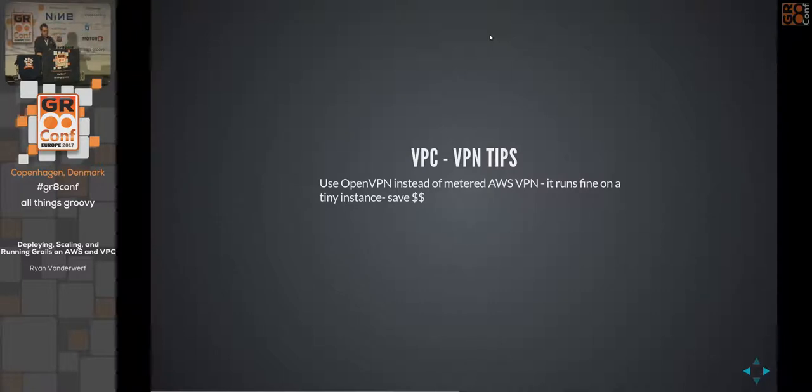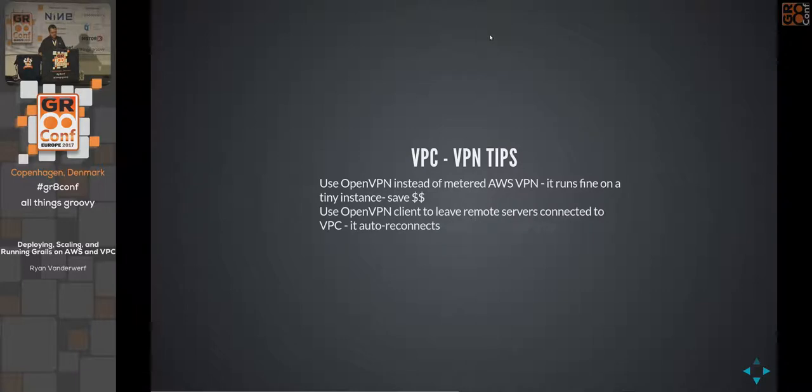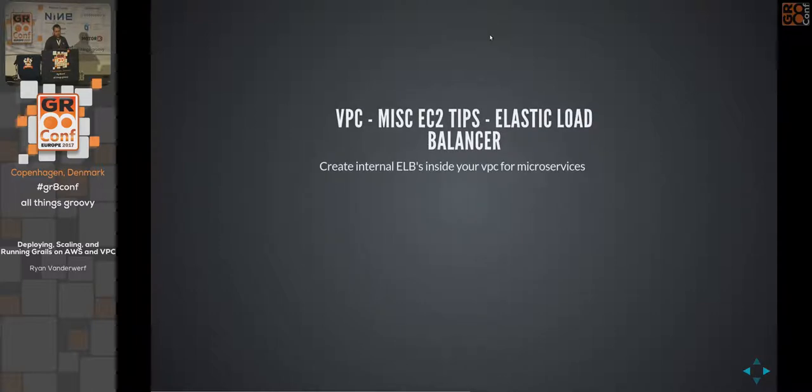A couple tips you can do for saving money with VPN is you can run OpenVPN instead of their solution, and you can run it on a tiny instance. That way you're not metered by the hour or per connection that people connect to it. You can just pay for one instance and basic traffic. In a lot of cases, that saves people a bunch of money, and I think sometimes that's easier to administer.